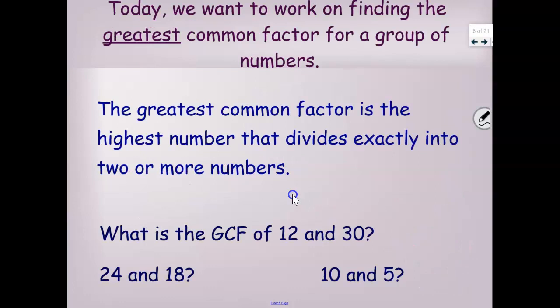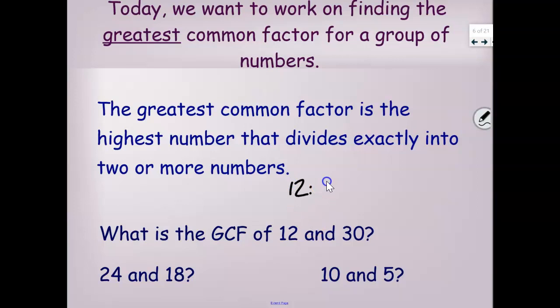So in order to factor an algebraic expression, we need to find the greatest common factor for the group of numbers, or the GCF. And the greatest common factor, greatest means the biggest factor that some numbers have in common. So the biggest thing that divides evenly into 2 or more numbers. So what is the GCF of 12 and 30, for example? So I'd have to think of all the things that make 12, and it's always good to start with the biggest number, or the number itself, and see if that works. And then I'm thinking of all the things that make 30.